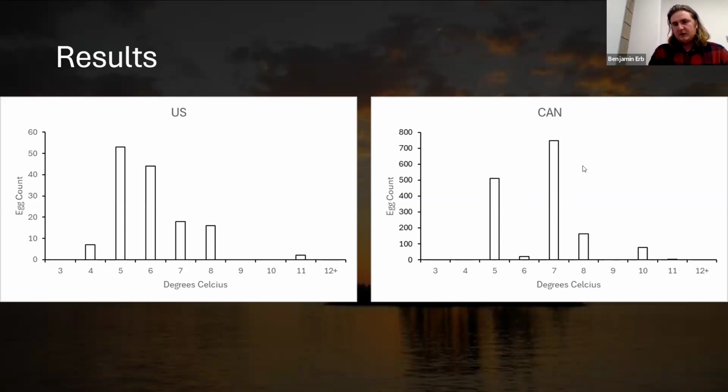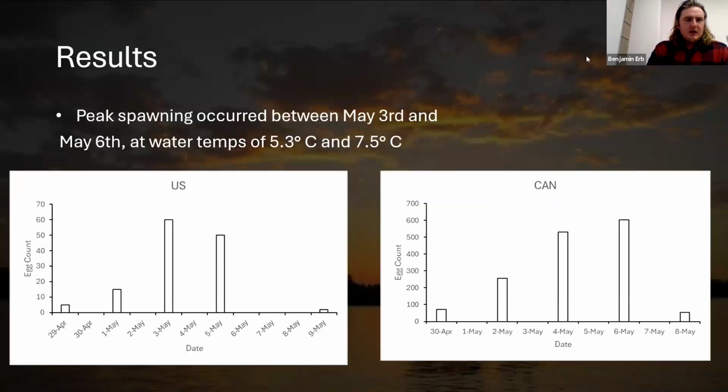And here on the Canadian graph, you can see at 5 degrees Celsius, we had over 500 eggs. The next day we were in Minnesota, and when we came back to Canada, we had temperatures of 7.2 degrees Celsius, which explains that gap between 5 and 7 there. So peak spawning occurred between May 3rd and May 6th at water temperatures of 5.3 and 7.5 degrees Celsius.